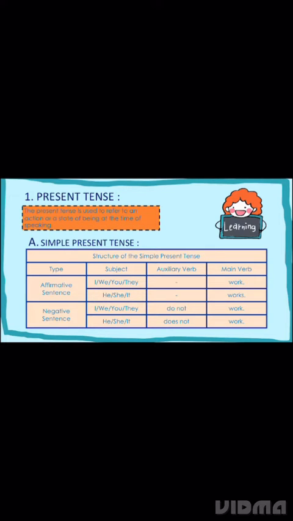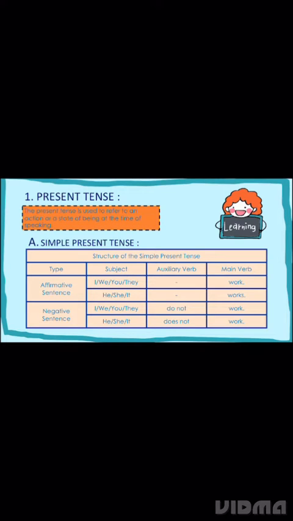Let's move on to the negative sentence. In a negative sentence, how will we form the structure? I, we, you, they, that is our subject. We will add an auxiliary verb, that is a helping verb, first. Do not. I do not. Then the main verb, work. I do not work. Because I work will become an affirmative sentence.